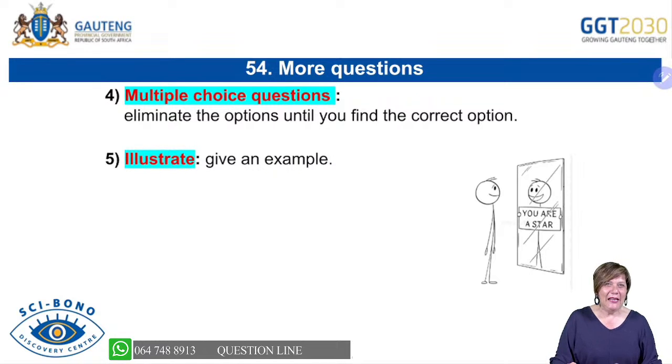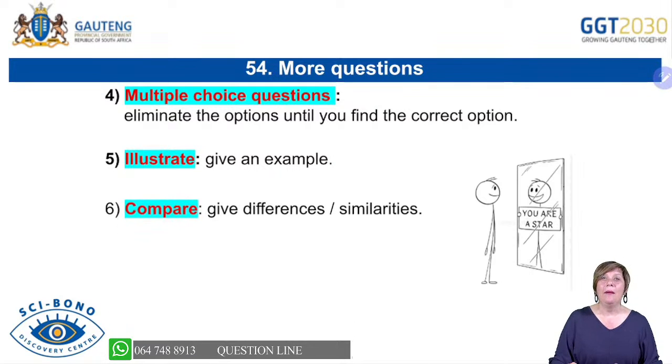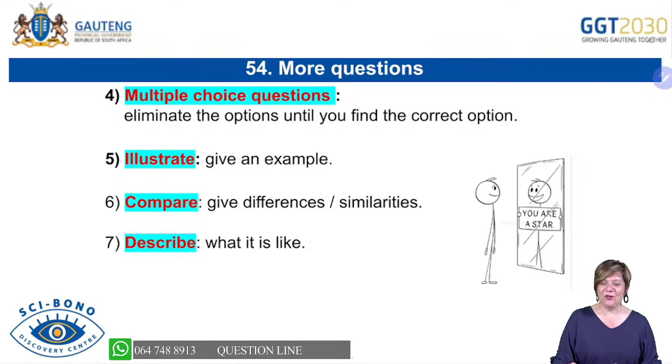If you are asked to illustrate, you need to give us an example, not a picture. I know it sounds like you have to draw something, but you shouldn't. Just give us an example. Please remember, if you need to compare 2 things, make sure you give the differences and the similarities. We need to see both. Describe. Well, it's like my little picture. You are a star, so you need to describe that.